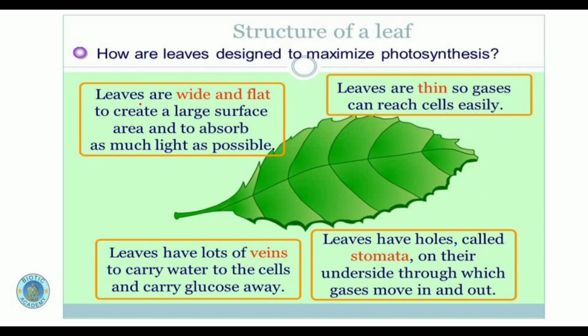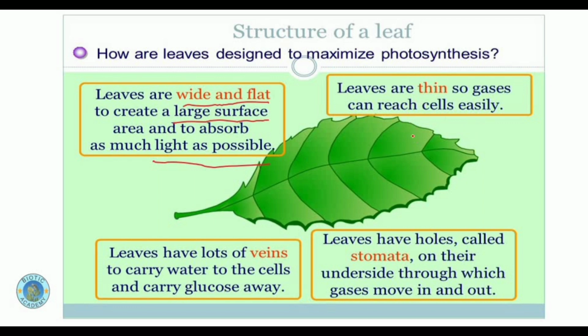The leaves are wide and flat, meaning they have a broad lamina with the help of which they can absorb maximum sunlight so that they can perform maximum photosynthesis. This broad lamina gives them a large surface area to absorb as much light as possible to make more and more glucose molecules.